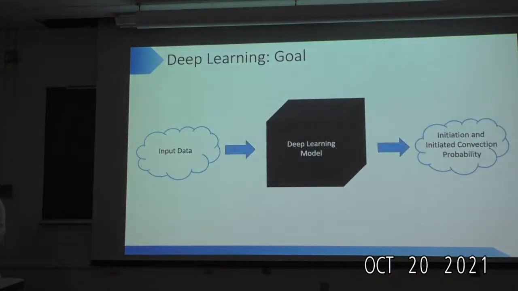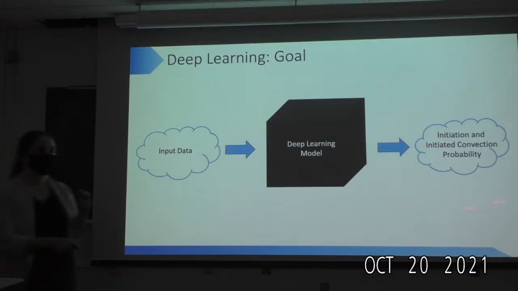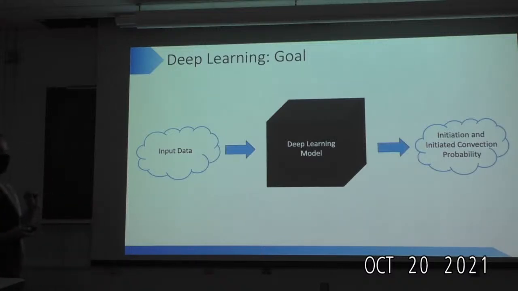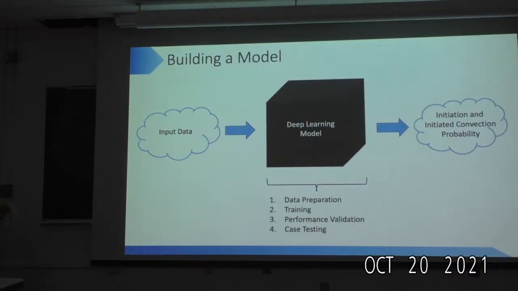In order to do that, I've developed a deep learning model. Deep learning is an offshoot of machine learning. It's categorized as deep because there are many, many layers inside of it. So we're going to start simply here to keep the ultimate goal of the model in mind. Our goal is to take some sort of input, like that satellite imagery we just looked at, put it through a model, and get a probability of initiated and initiation convection out. So keep this in mind as we go through the presentation. In order to do this, we built the deep learning model, and I've broken this down into 4 different stages for this presentation. We'll start off by going into data preparation, then training, then the performance validation, and then look at a couple of case tests for the model.